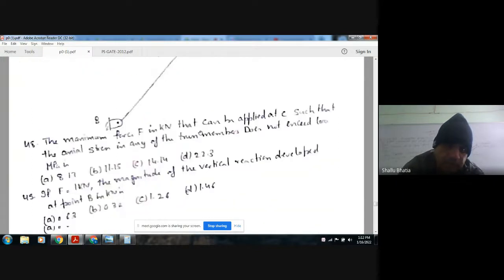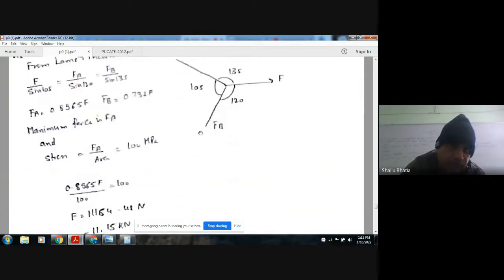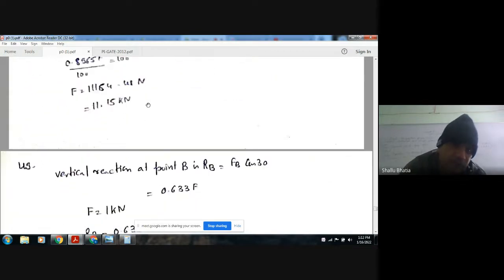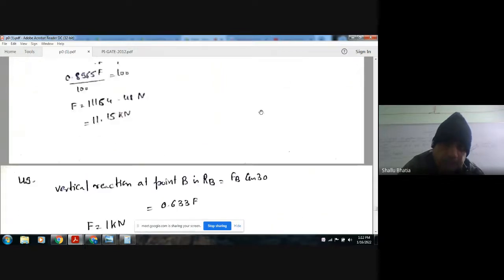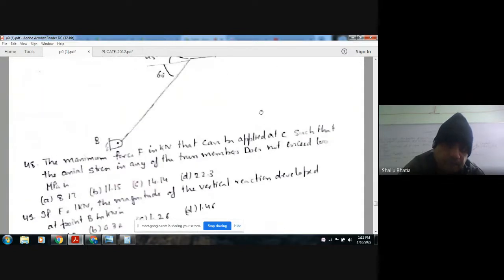And this FB is nothing but 0.732 F, and F is your 1 kilonewton. So the vertical reaction at B will be your FB into cos 30, because this is FB and this is making a 30 degree angle with this vertical normal.